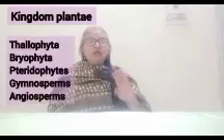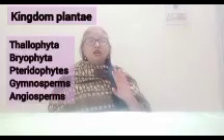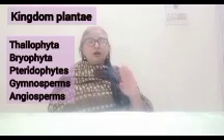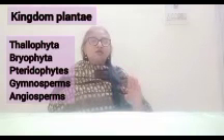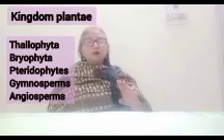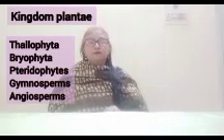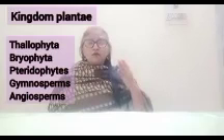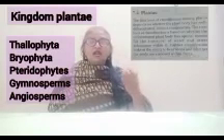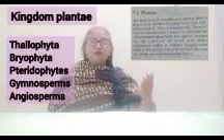The kingdom Plantae is divided into divisions, that is Thalophyta, Bryophyta, Terrestrial, Gymnosperms and Angiosperms. That means 5 divisions. Now let us see what is the basis of dividing them into these 5 divisions.